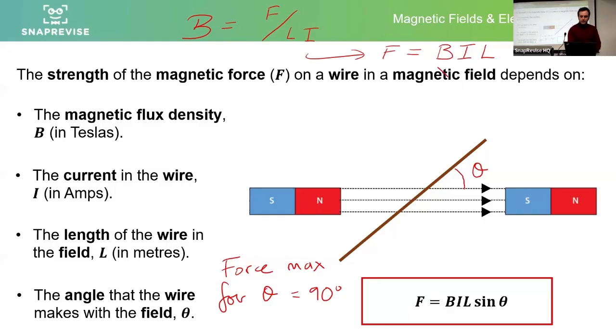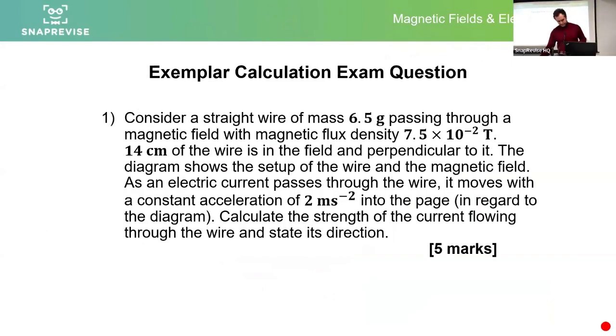Okay, very good. So that's the situation if the field is acting from left to right. If the current was flowing from here to here, that means the force would then be acting downwards if you apply your Fleming's left-hand rule. That would be acting downwards with BIL, Bill, my mate Bill, sine theta.